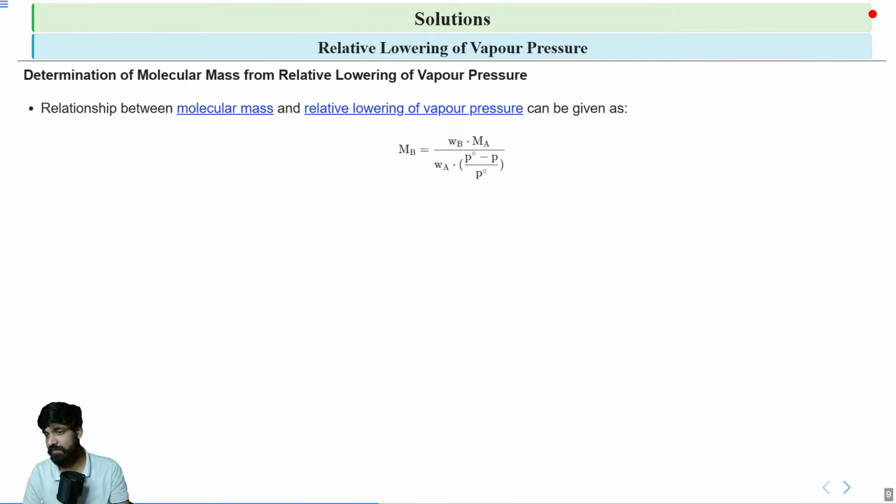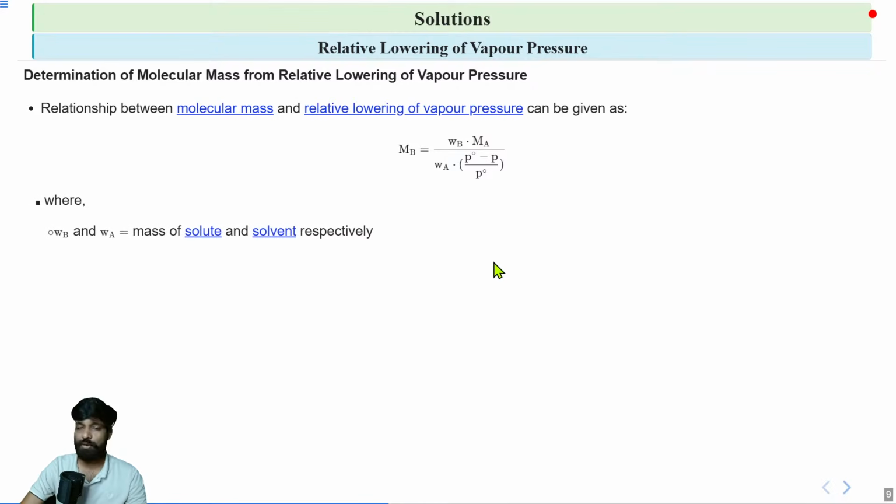So anyone who got this formula? Yes. So Varshak got this. Anyone else who got the formula? Okay. So I hope you are getting it.